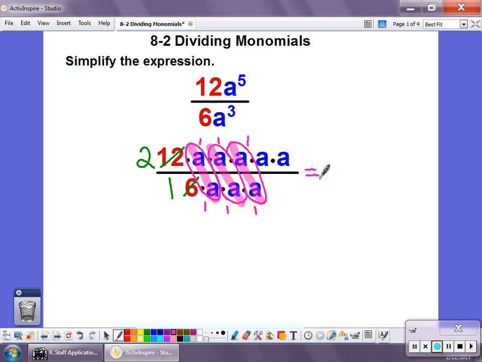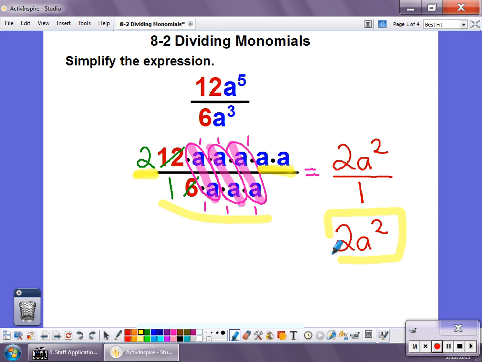In order to come up with your final answer then, all you have to do is look at what you're left with on top. And when I look at the top of this fraction, I see that I still have a 2 and I still have 2 a's. So that means my numerator for this is going to be 2a squared. And then I want to look at what I have left on the bottom, and everything on my bottom is a 1. So technically my denominator is a 1. Now we know anytime we have a denominator of 1, we don't really need to write it that way. So the final answer for this problem would be 2a squared.